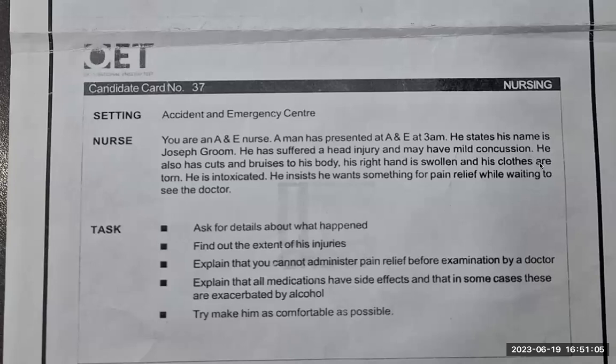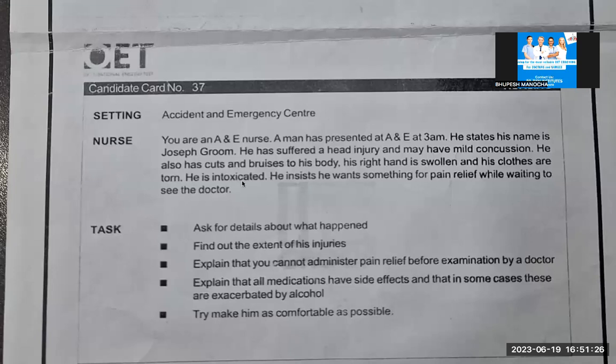So this is a passive voice, the third form. That means we want to say passive voice: has been found to be swollen. His clothes are torn means by someone. जहाँ जिससे भी वो लड़ा होगा, तो clothes को हमेशा पैसिव में बनाते हैं क्योंकि ये नॉन लिविंग थिंग होती है. So his clothes are torn by someone. He is intoxicated. यहाँ पे ये ड्रंक की तरह काम कर रहा है. He insists he wants something for the pain relief.